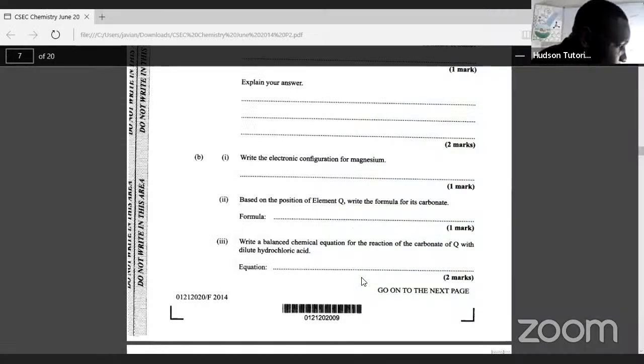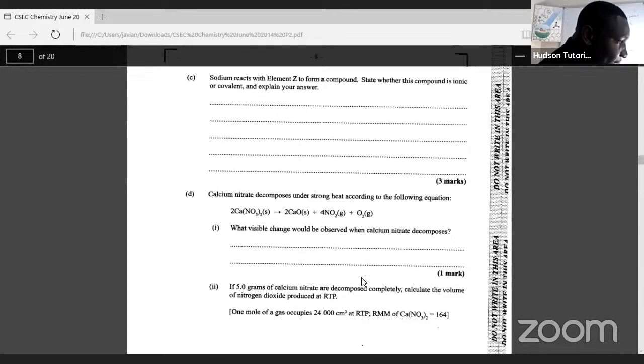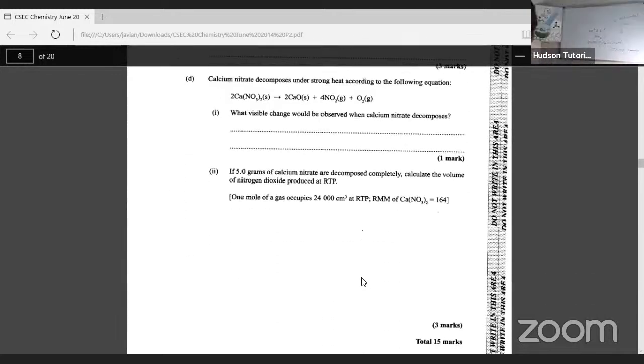So we explain our answer. It says, write the electronic configuration of magnesium. We did that already, right? Based on element Q, we did that also already. Element Z, we did that. So we're at D.